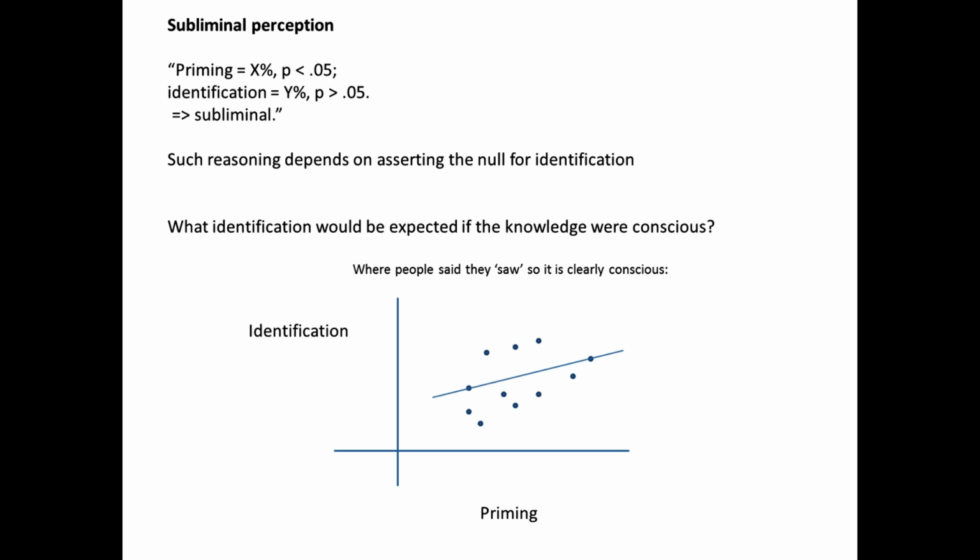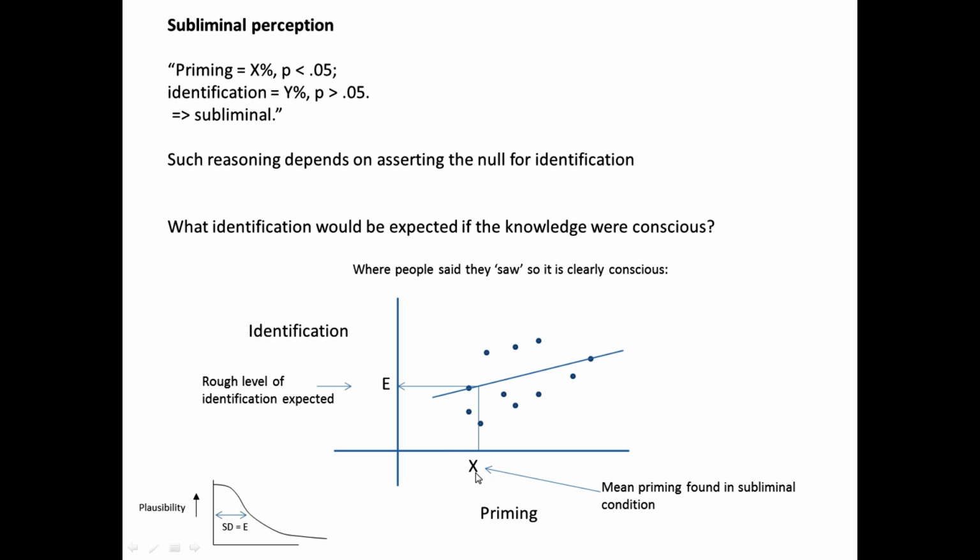So if we wanted a really scientifically informed answer to the question, we better do an experiment where people, for example, said they saw the stimulus, so we know it was conscious, and then we can find a relationship between identification and priming in the conscious case, where we have some evidence it is conscious because, say, people said they saw it. And then we can say, well, the priming was X in the subliminal case, so how much identification should be there if it were conscious?